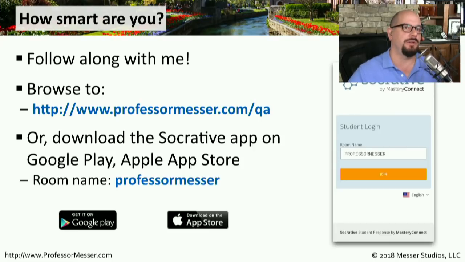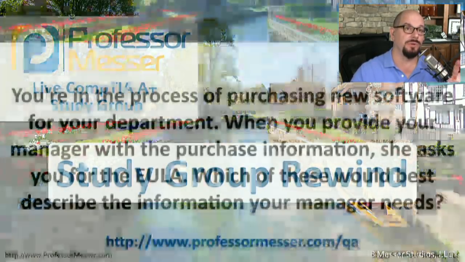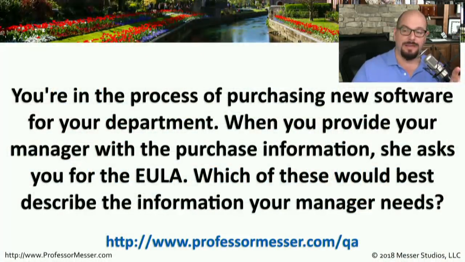But it may just be easier to pop open a browser window and go to ProfessorMesser.com/QA. And if you do that, you'll see there's a question there from last month. This is our study group rewind to see if you're able to get into Socrative. Go to ProfessorMesser.com/QA, and you will see the question that says, you're in the process of purchasing new software for your department. When you provide your manager with the purchase information, she asks you for the EULA. Which of these would best describe the information your manager needs?